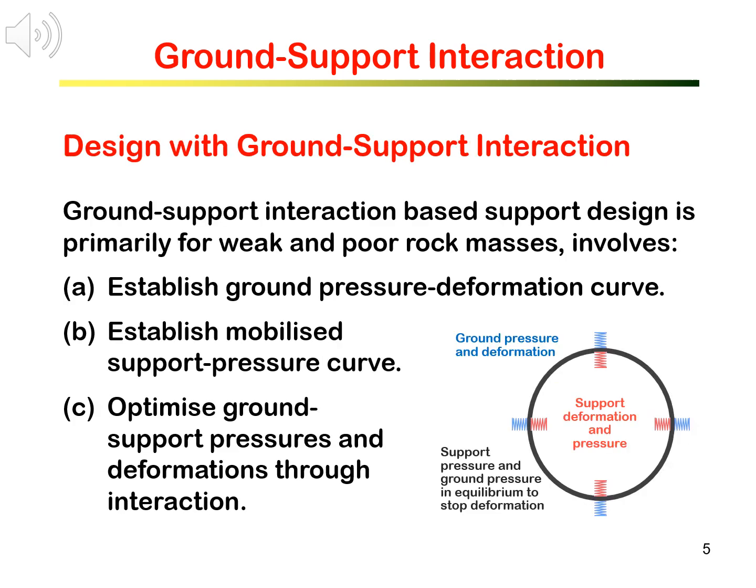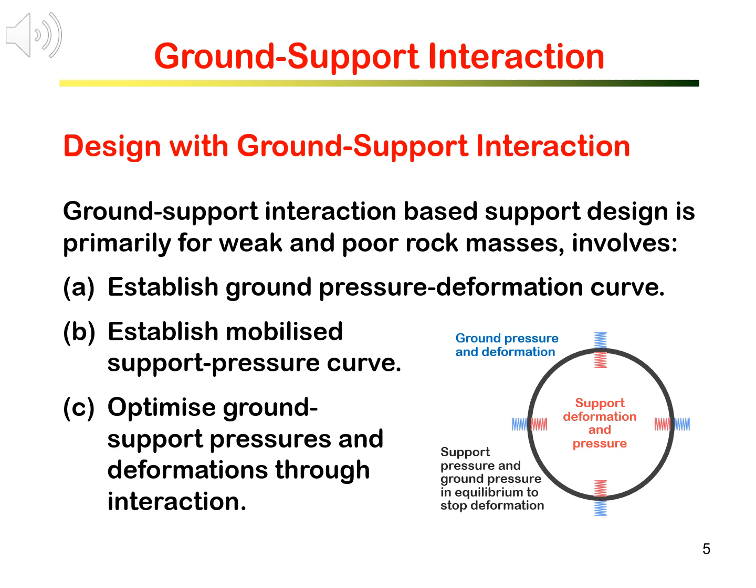How do we use the ground pressure, ground deformation, and the support pressure to design support? Ground support interaction-based support design is primarily for weak and poor rock masses. The design will involve 3 steps. First, we need to establish the ground pressure deformation curve. That is, after excavation, how the stress is changing with the deformation at the opening. Second, we need to establish the mobilized support pressure curve. That is to know how the support element or structure develops the support pressure with deformation against the support.